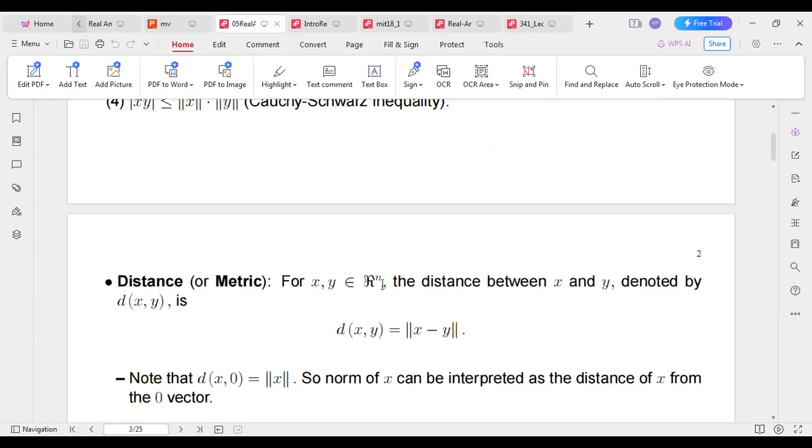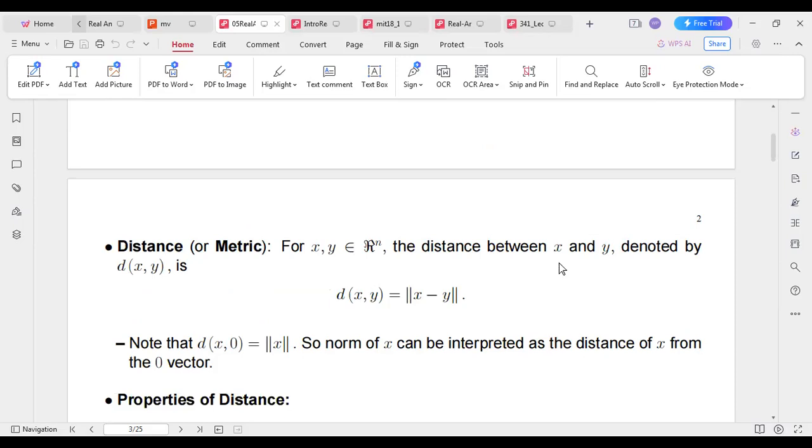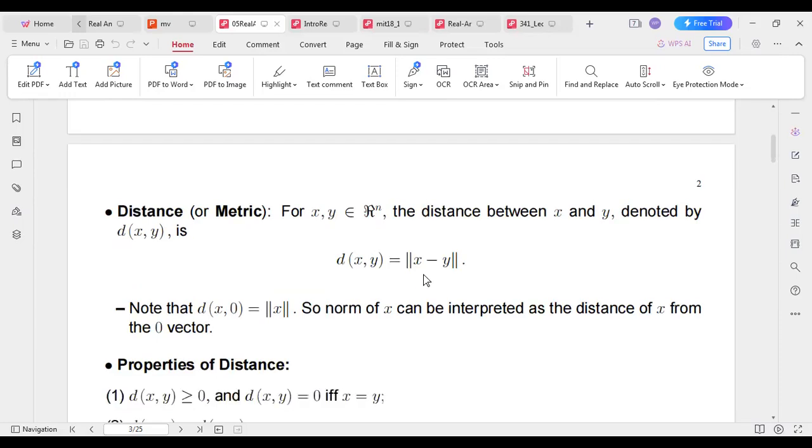For x, y belonging to Rn, the distance between x and y, denoted by d(x,y), is d(x,y) equals the norm of x minus y. So the distance between x and y is called the metric or distance. Note that the distance of x from 0 is the norm of x, so the norm of x can be interpreted as the distance from x to the 0 vector.